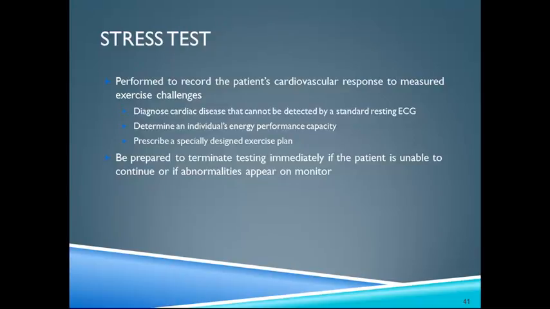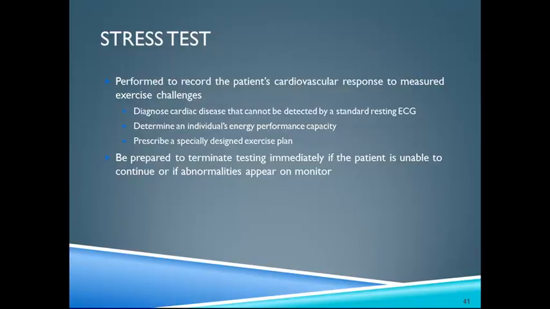There are a couple different types of stress tests that are commonly run today. We have the Lexiscan Sestamibi and the exercise Sestamibi. Both of them are nuclear medicine components. What happens with these tests is they have an initial scan of the heart at rest. They are given a nuclear isotope that highlights the heart, and we do imaging.